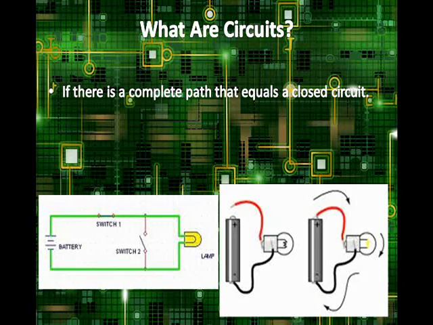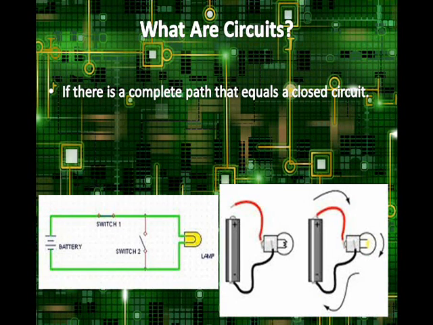Now, if there is a complete pathway, that equals a closed circuit. For instance, look at the picture on the right at the bottom. The one with the arrows around it is a closed circuit, and the light bulb is lit up, if you can notice that. I'm not sure if the picture is clear for you or not. But do you see how there's no breaks in the circuit? So it's a closed circuit, so electrons can constantly travel through that pathway and light up the light bulb.